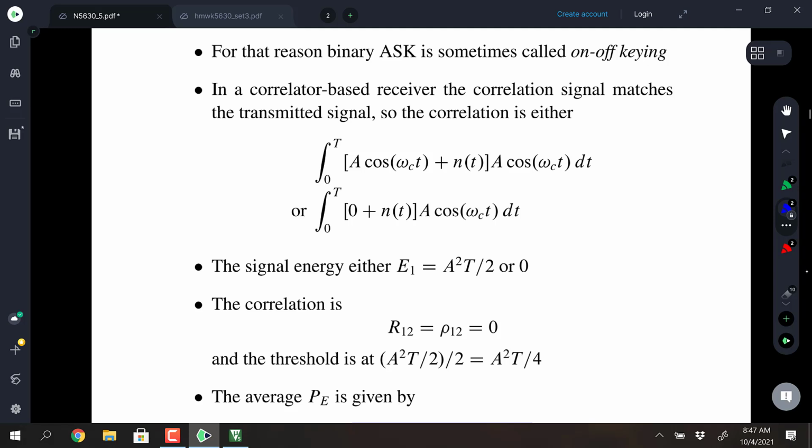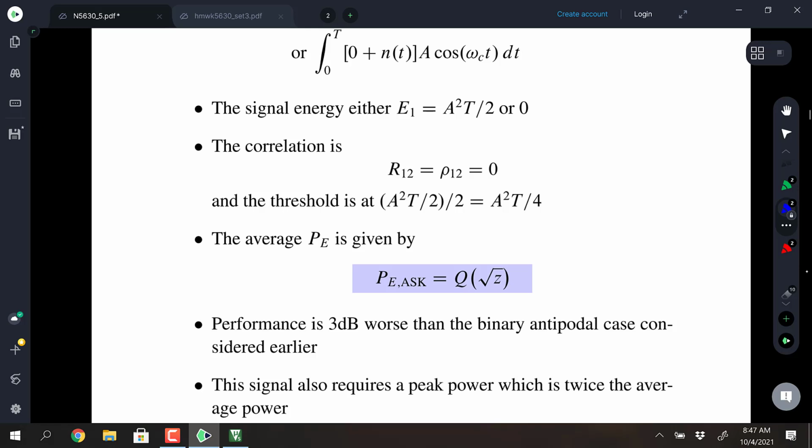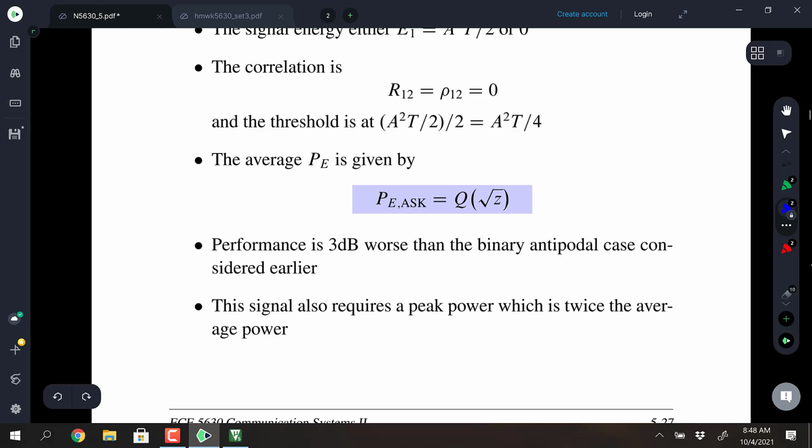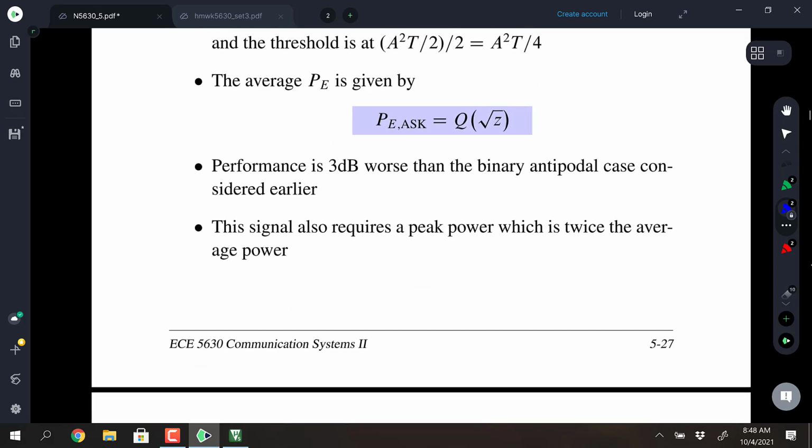So this just represents the two types. Correlation coefficient is 0 because you don't have any signal present when you're sending the 0, so we have an orthogonality-like condition. And if we just plug into the results from before, it'll be Q of square root of Z, where Z is the EB over N naught value that we defined at the very beginning of the chapter. This will be 3 dB worse because we already saw that plot, but it's a very simple scheme.